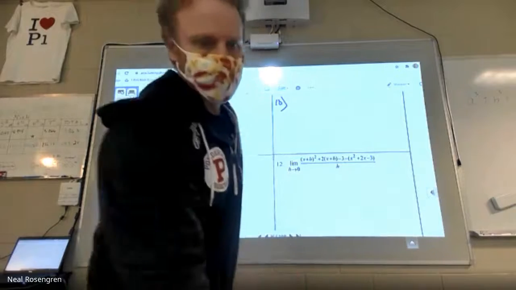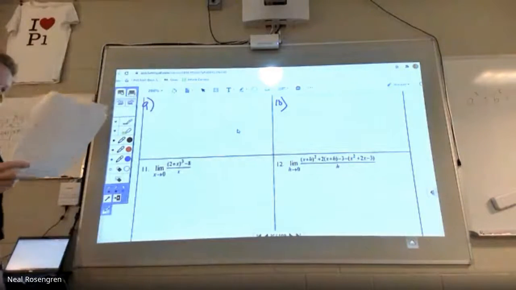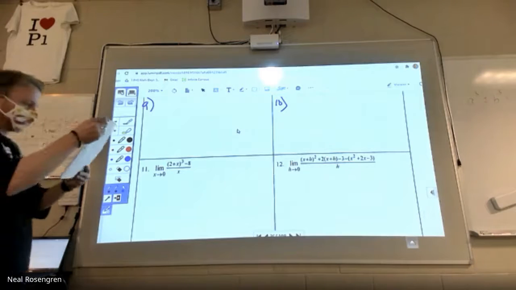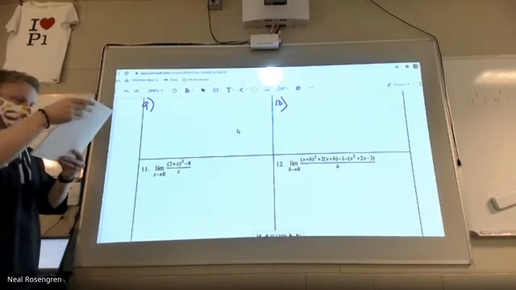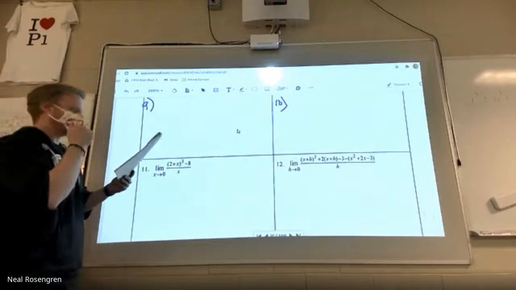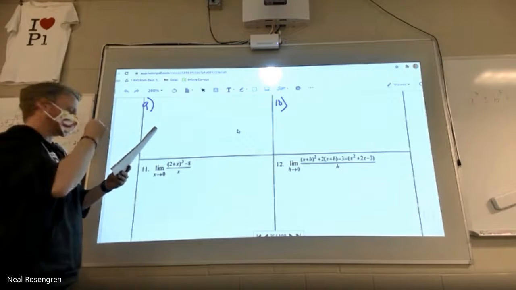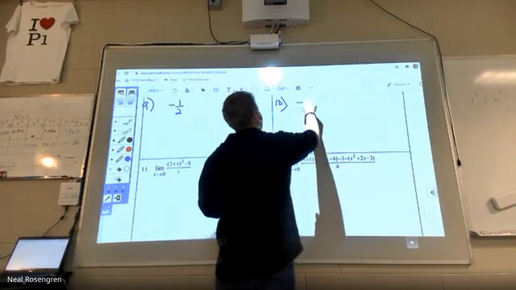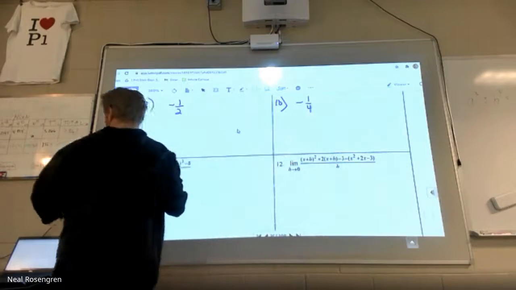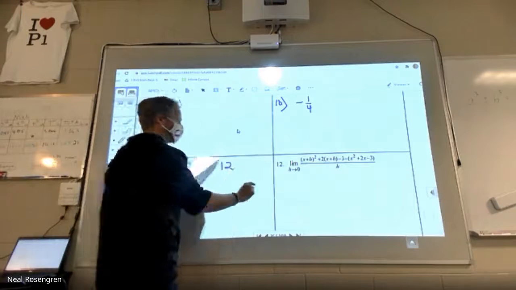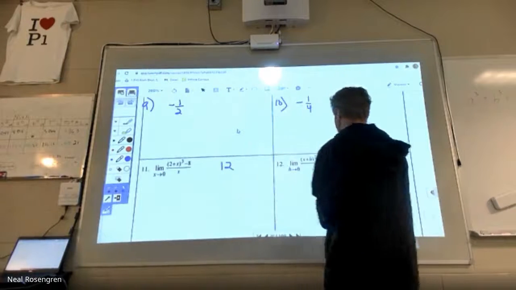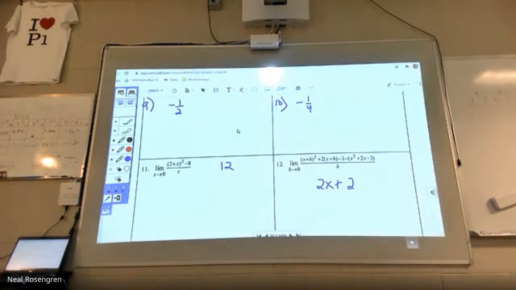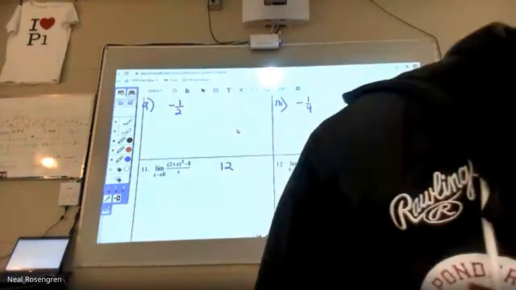Wait, which ones are you able to skip, like 10? So yeah, you can skip 10, 13, 18, and 19. I'll do them. 10, 13, 18, 19. Any of the complex fractions and any of the piecewise ones. Twelve is just a weird one because h is going to 0, but there's still an x in the problem, so there's still an x in your answer.